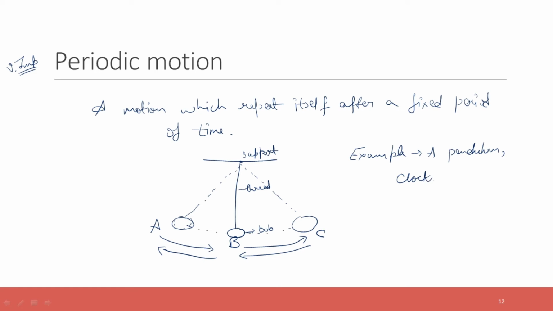Clock also shows periodic motion. Similarly, the motion of earth is also an example of periodic motion because earth takes 24 hours to complete one rotation, and for one revolution it takes about 1 year or 364 days, right? So the time duration after which it repeats its motion is the same. So such types of motion in which the object repeats its motion after a fixed period of time are known as periodic motion.